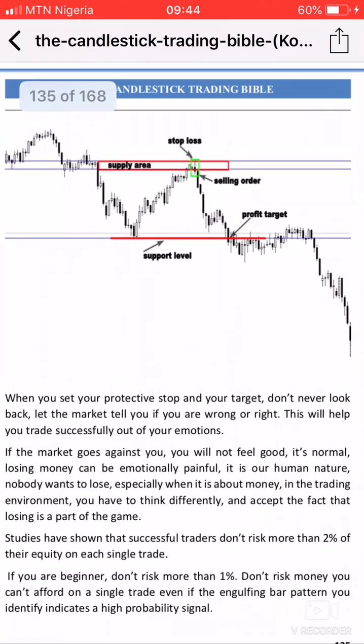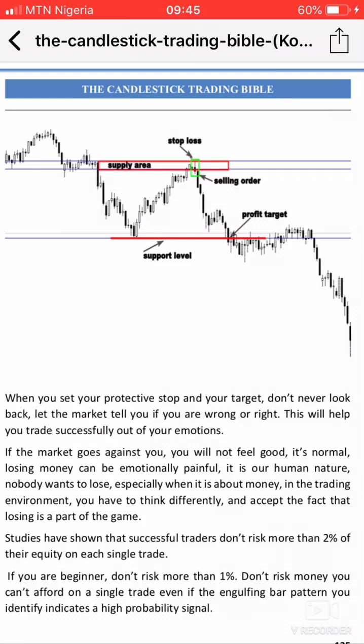When you set up your protective stop and your target, don't ever look back. Let the market tell you if you are wrong or right. This will help you trade successfully out of your emotions. If the market goes against you, you will not feel good. It's normal. Losing money can be emotionally painful. It's our human nature. Nobody wants to lose, especially when it's about money. In the trading environment, you have to think differently and accept the fact that losing is a part of the game.